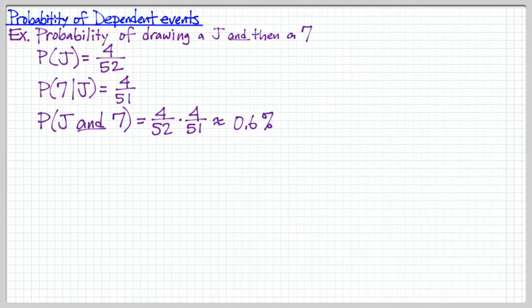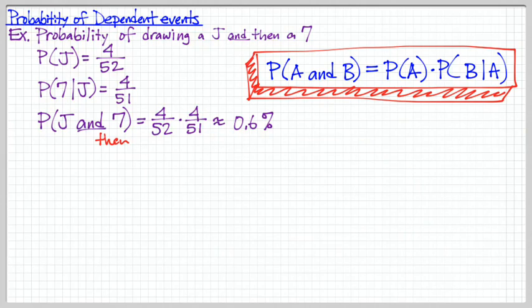So then, combining the two, the probability of drawing a jack and then a 7 would be 4 out of 52 times 4 out of 51, which is approximately 0.6%. So here's the key idea here. The probability of A and B is equal to the probability of A times the probability of B after A, you could say.